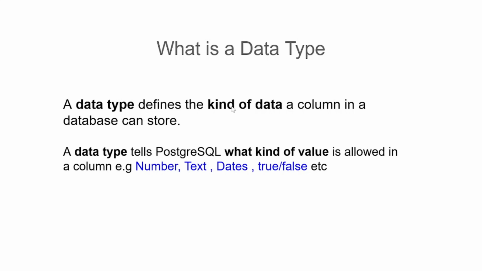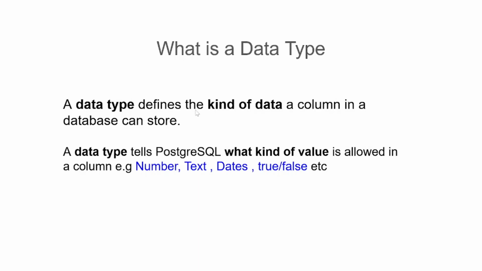So you can think of it like a guide which tells PostgreSQL what kind of value is allowed in a column. This value can be a number, text, date. It can also be a Boolean value like true or false or anything else. So what a data type does is it tells PostgreSQL what kind of value to allow in a table column. If the data type of a certain column is specified as text, then numbers should not be allowed. And if the data type is specified as a number, then text should not be allowed.